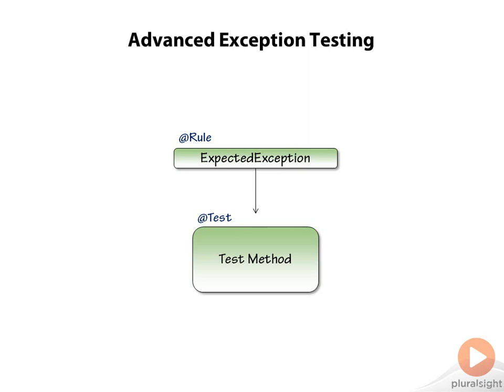To use the ExpectedException rule, we simply create a public field of type ExpectedException that's annotated with the Rule annotation, and then in our test method, we call the expect method on the ExpectedException field to set up an expectation that a particular exception should be thrown, or we can call the expectMessage method to ensure that a particular message exists on that exception.